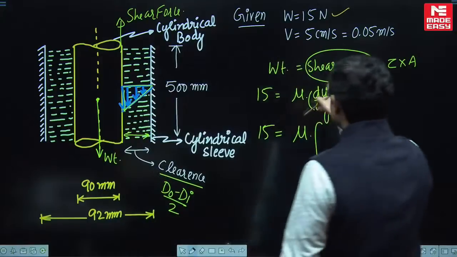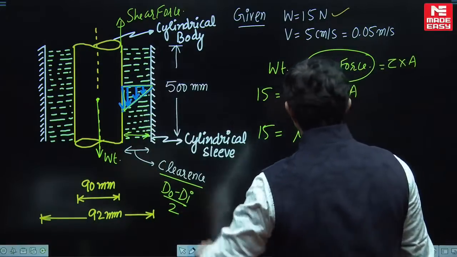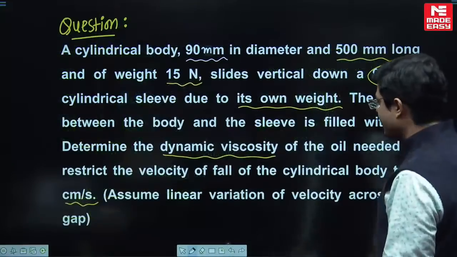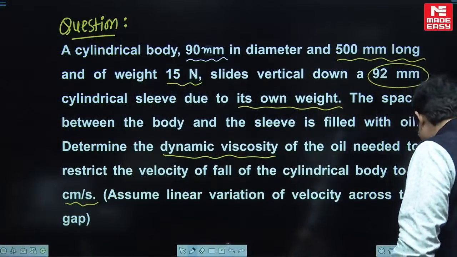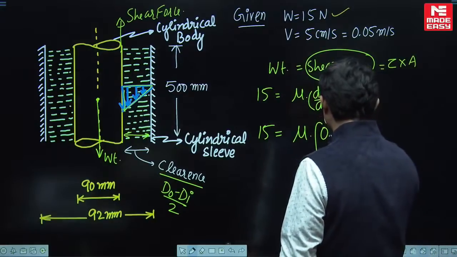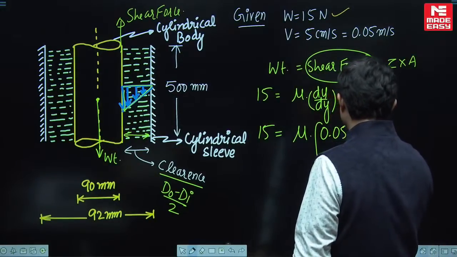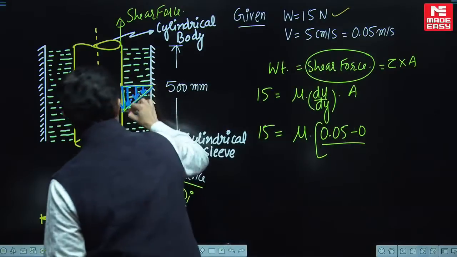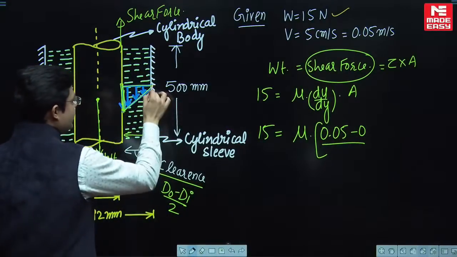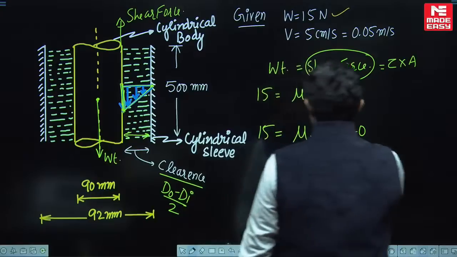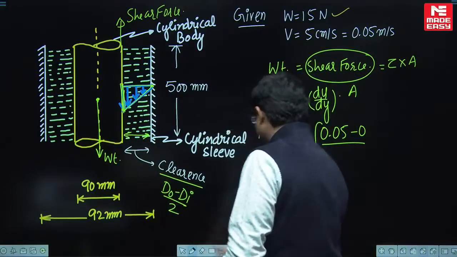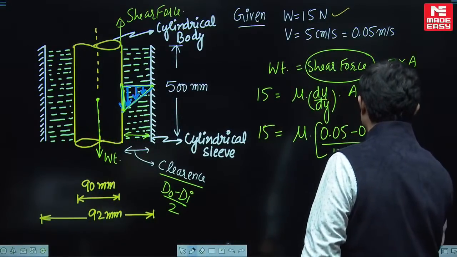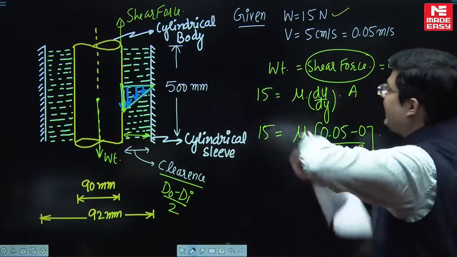Okay, now the change in velocity. What is the velocity here? The velocity of the shaft is 5 centimeter per second, so that is 0.05 meter per second, minus 0, because here the velocity is 0. This is divided by the change in height, which is this clearance, and clearance is 1 mm, so that is 1 into 10 to the power minus 3. Excellent. Multiplied by the area.